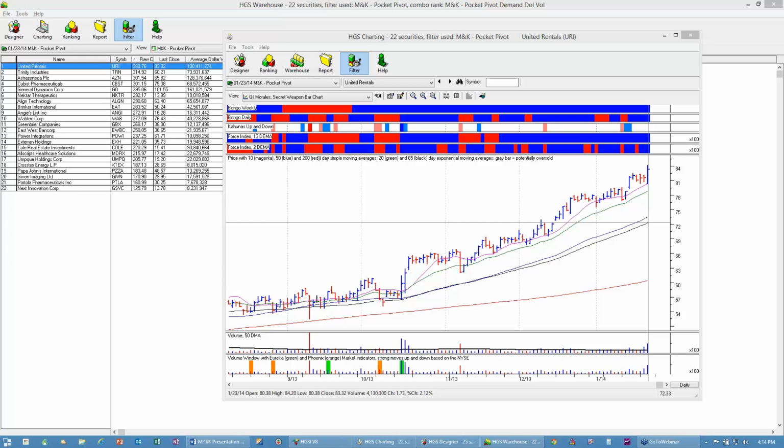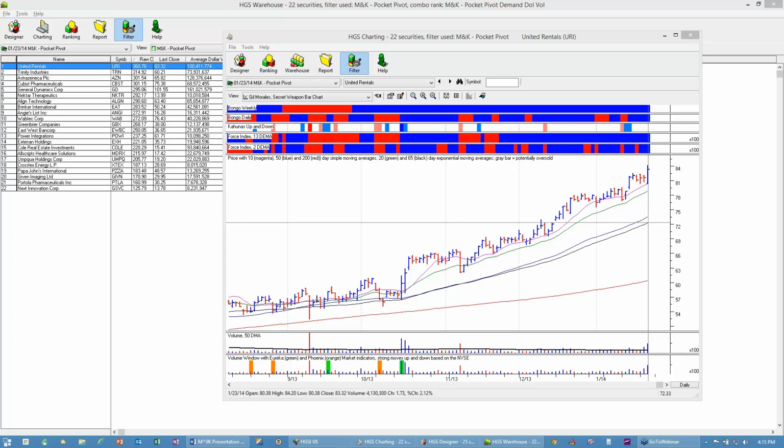I would use all of them in conjunction. If you're getting multiple signals with the kahuna and the forces and the pocket pivots, there's really no reason to wait. I mean, you do your position sizing and you take the trade. You know where you're getting out. If you're wrong, you're wrong. And that's the way I would handle that.